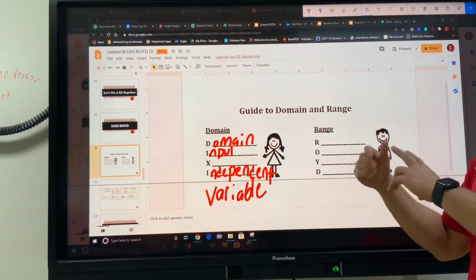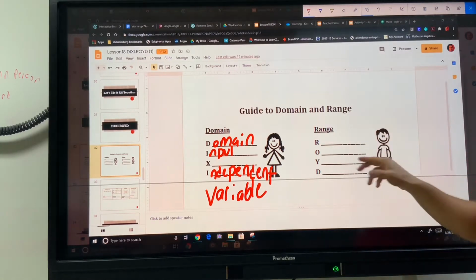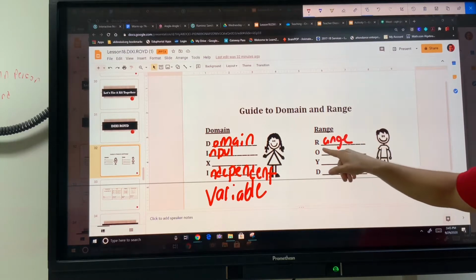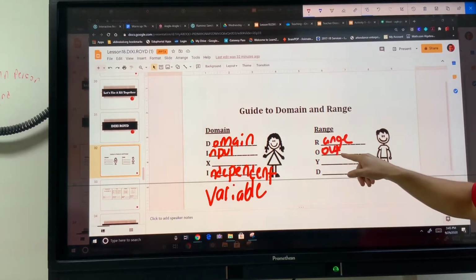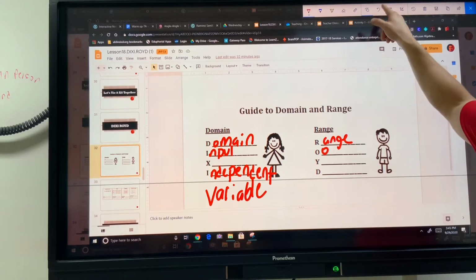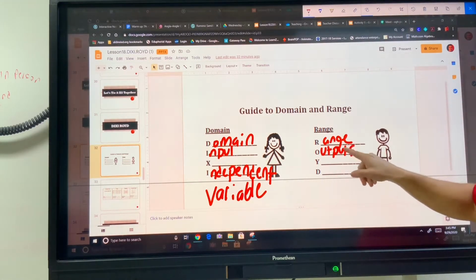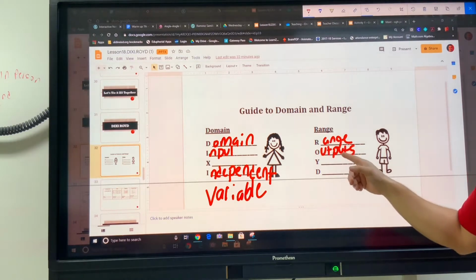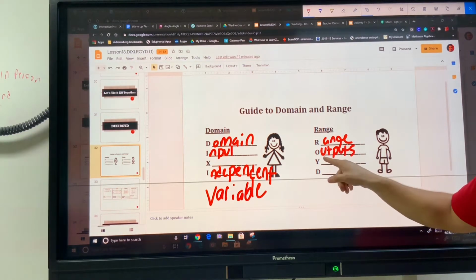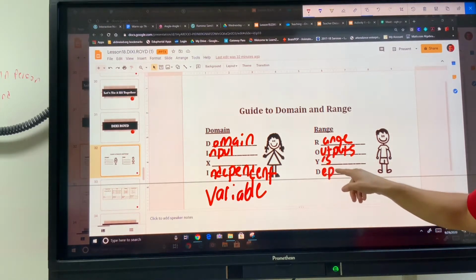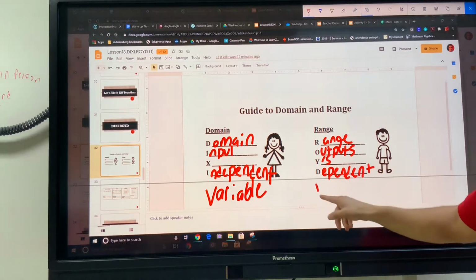For the range, the things that are the same, they all mean the same thing. So if you know one of these things, you really know all of these things. If you know the range, then that means that you know the outputs. And if you know the outputs, then you know the Y's. And if you know the Y's, then you know the dependent variable.